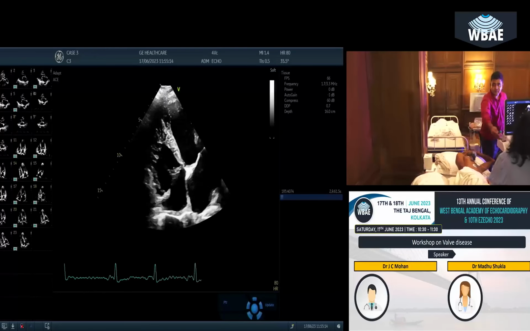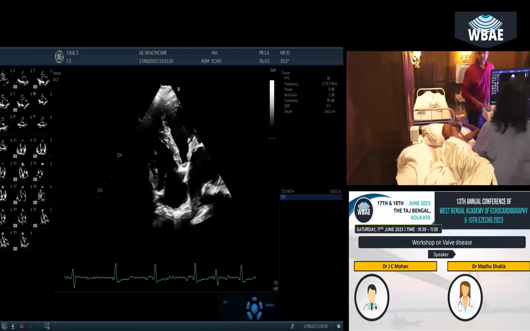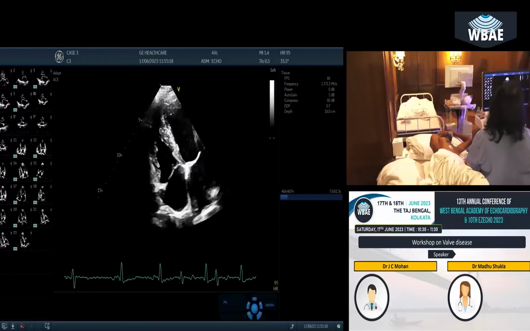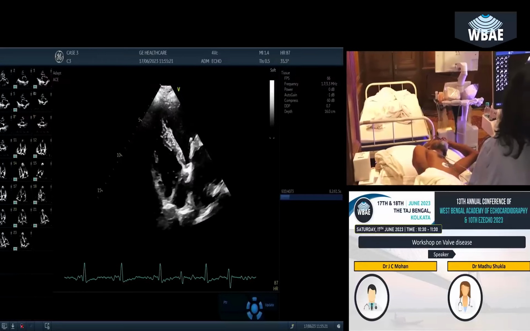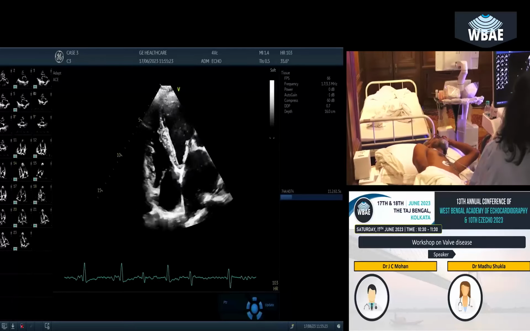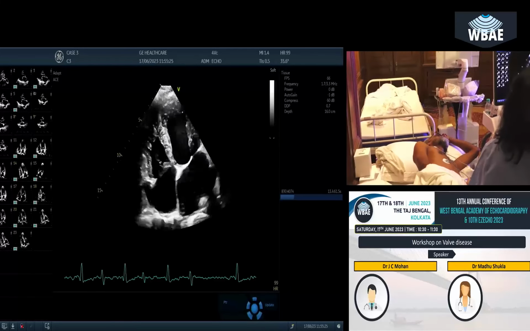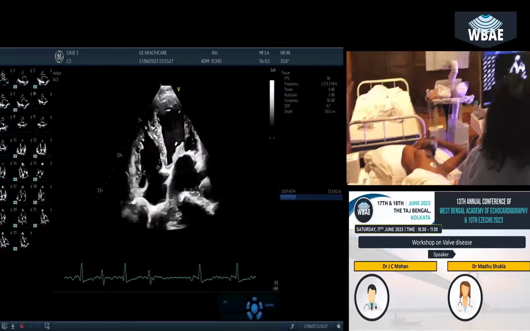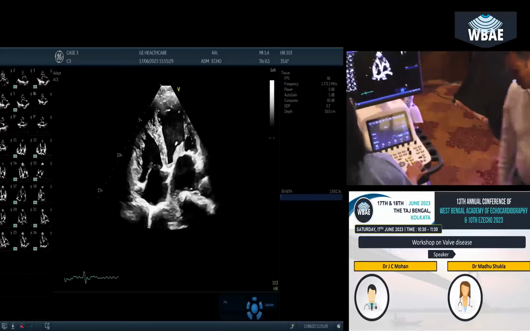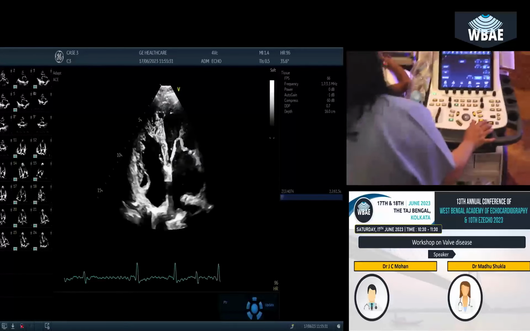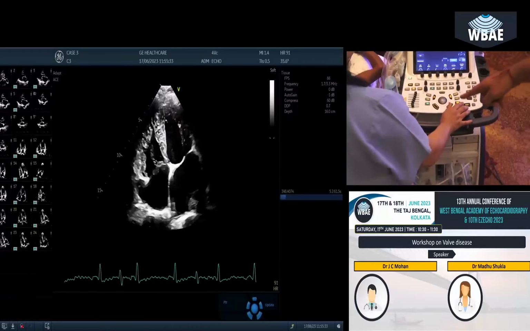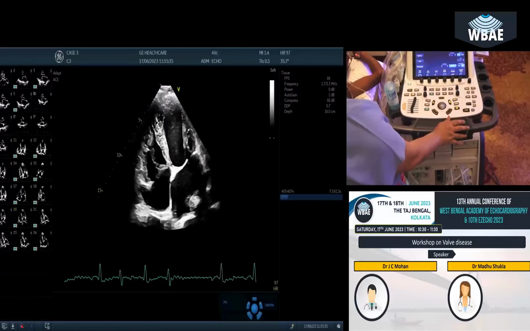So the point is, to get an RV, go outside and turn your probe. Yeah, this is a true RV. Any questions? Now we are going to the measurements. Okay, so let's start with the RV right away because she's on RV. Normally RV is smaller than LV.